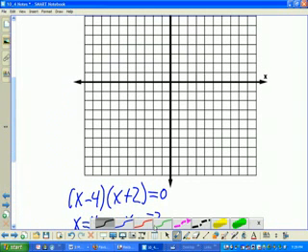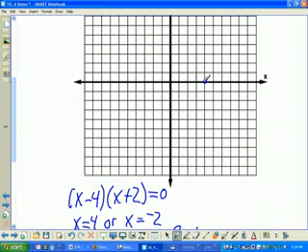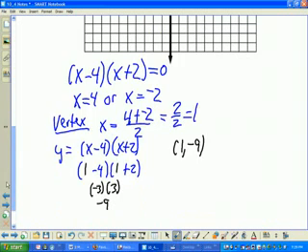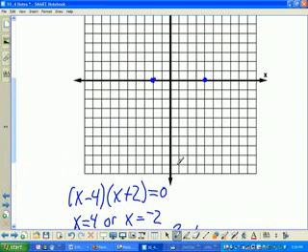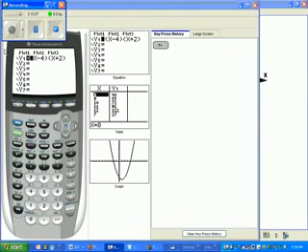So x equals 4. X equals negative 2. And then over 1 and down 9. That's my vertex. Don't draw a V, draw a parabola, because we know a parabola is U-shaped. There we go. Finally, let's check with technology.